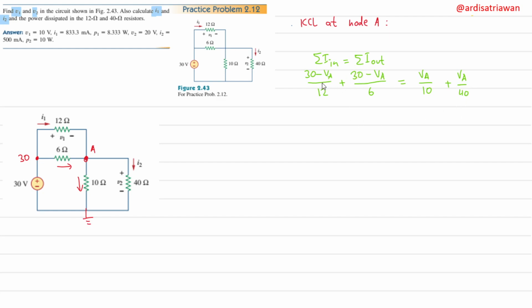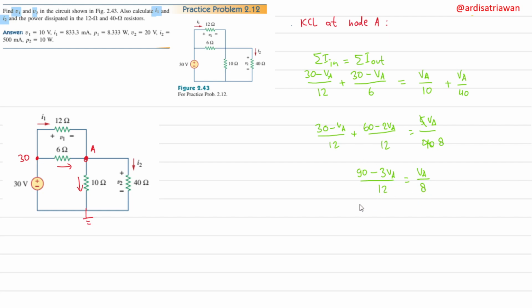Okay, let's do some algebraic manipulation here. If we make the denominator 12 on the left hand side, this will be 30 minus VA divided by 12 plus, what is it, 60 minus 2 VA divided by 12. And then we can make the denominator 40 on the right hand side. So this will become 4 VA plus VA, so we'll have 5 VA. And 5 VA divided by 40, this 5 and 40 can cancel each other, becomes 8. And for the left hand side, this is 90 minus 3 VA divided by 12 is equal to VA divided by 8.